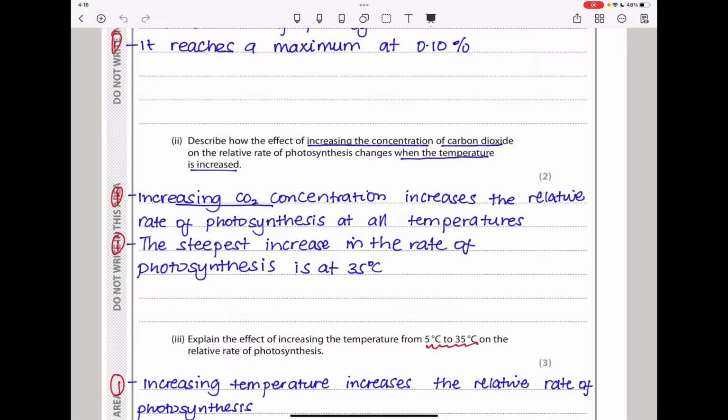And again, remember, this is asking us to describe how the effect of increasing concentration of CO2 on the relative rate of photosynthesis changes when temperature is increased. The higher the temperature, the higher the relative rate of photosynthesis.